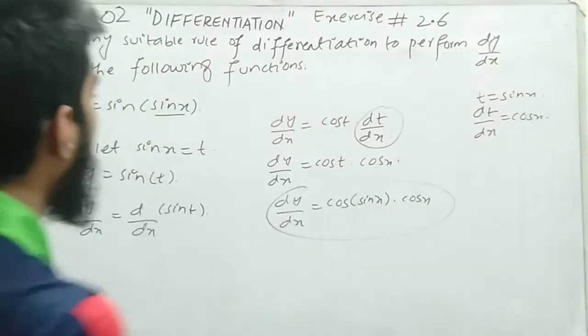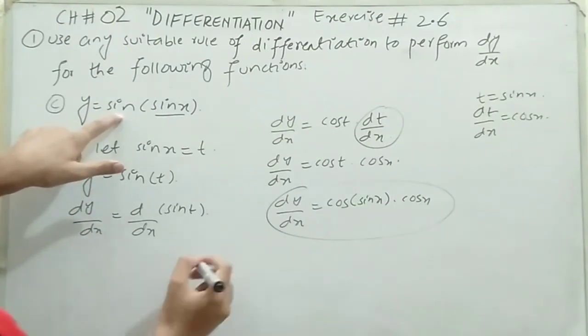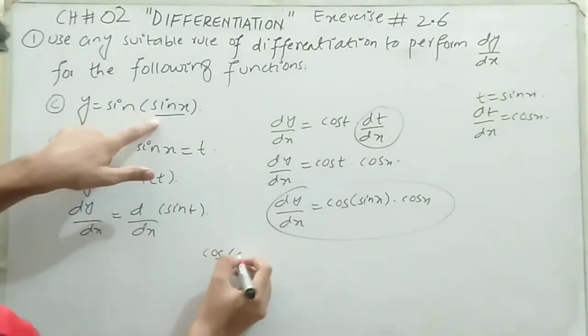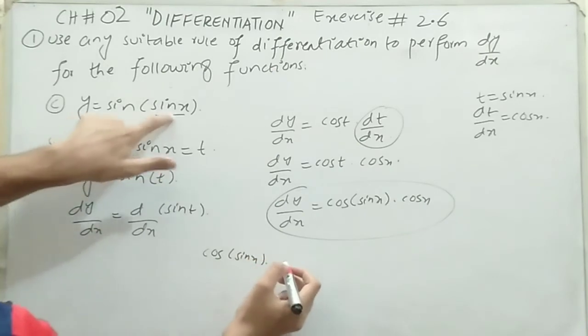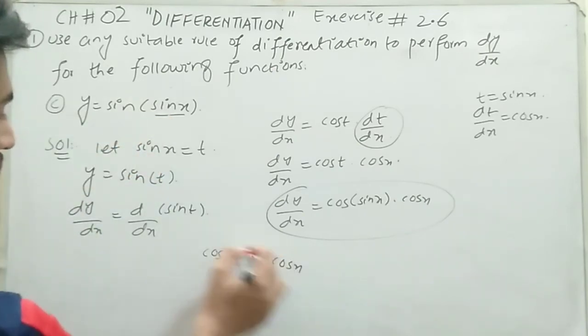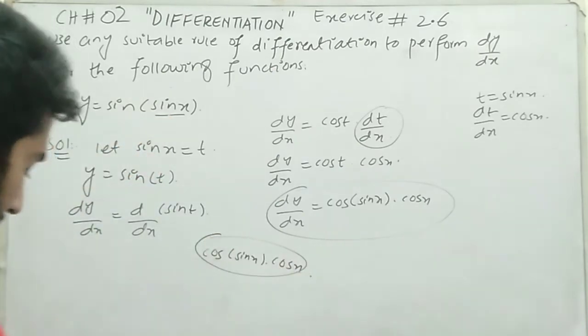We can also find the derivative directly. You know that the derivative of sin is cos, so it becomes cos of sin x, and also take the derivative of the inner function sin x, it becomes cos of x. So this is the derivative by direct method.